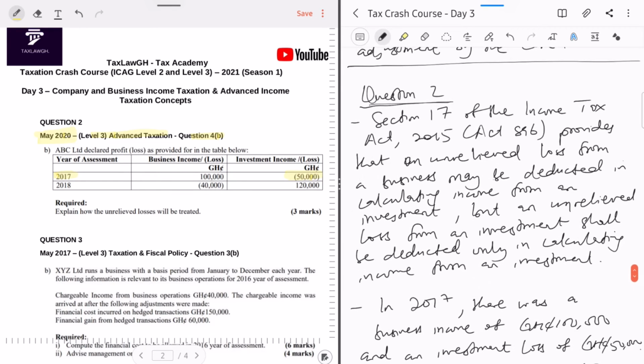So remember, the rule is that when it comes to losses, an unrelieved loss from a business may be deducted in calculating income from an investment. So take note, if it's business loss, you can deduct it from investment. But an unrelieved loss from an investment shall be deducted only in calculating income from an investment. So if you have investment loss, you cannot deduct it from business income. Investment loss must be deducted from only investment income. However, if you have a business loss, you can deduct that business loss from investment income. Take note of that. That's the rule we've tried to test here. That's all, really.